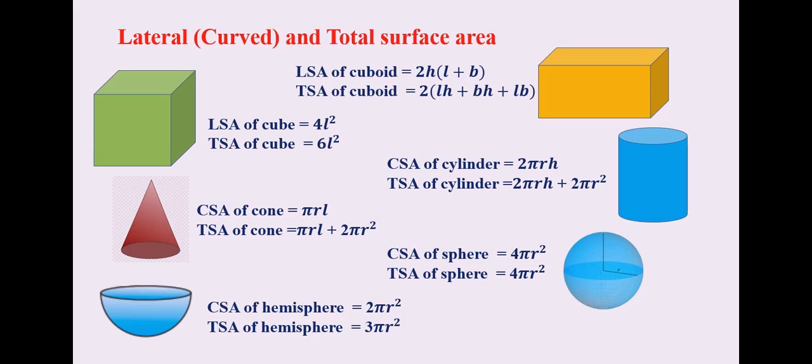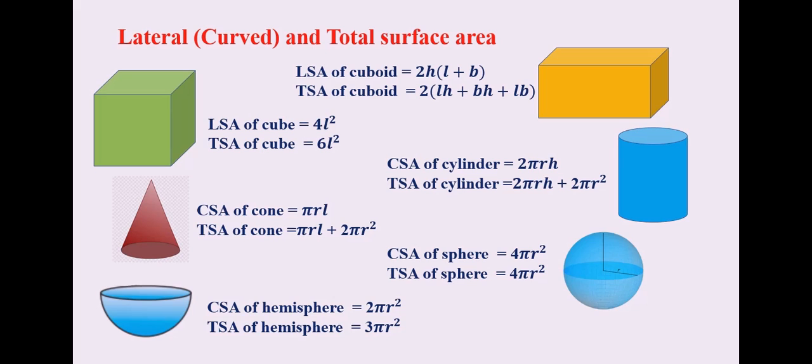Just for the sake of revision, I have made this chart for you. All you have to do is remember the formulas well. If you remember the formulas, then there is no issue at all and you will be able to do the sums. The lateral surface area of the cuboid was 2h(L plus B). Total surface area of the cuboid was 2(LH plus BH plus LB). If you don't remember how we got the formula, you can go back and revise the previous lectures. The LSA and TSA of the cube, the CSA and TSA of the cylinder, the cone, the sphere and the hemisphere.